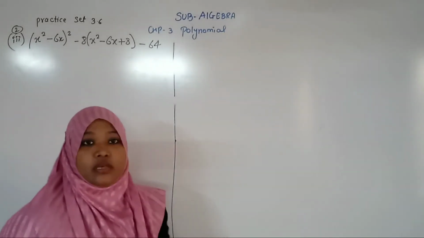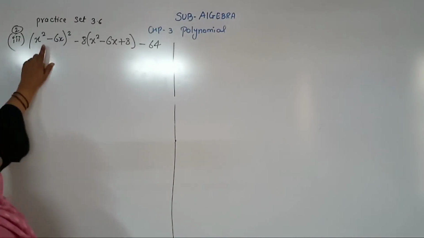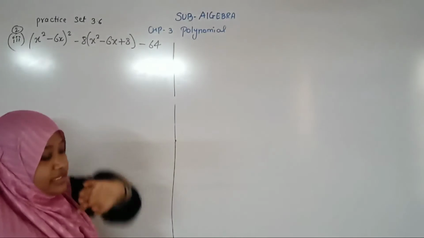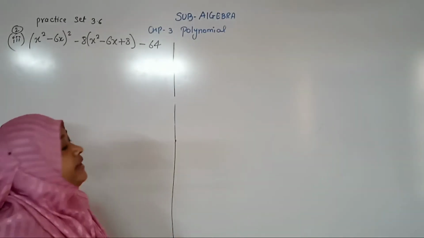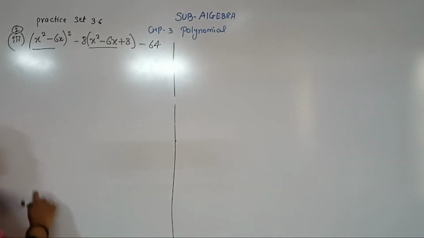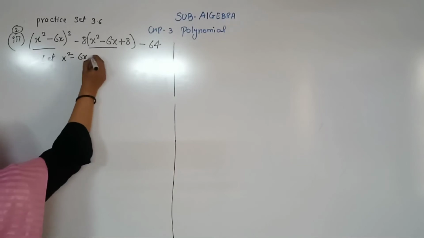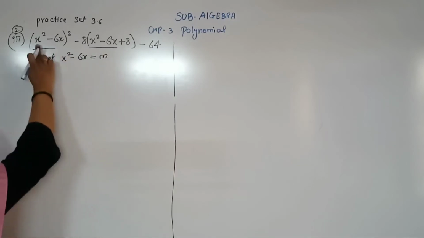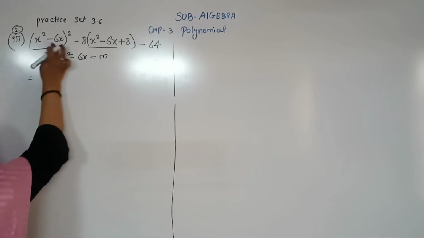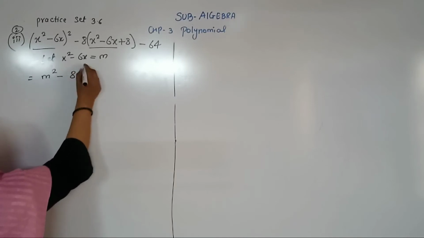Okay, students. We are starting the next question, number 3b. See, x square minus 6x plus 8, x square minus 6x plus 8 minus 64. Students, I can see that I have the common bracket here, right? So I will let x square minus 6x equal m. Wherever I have x square minus 6x, I will take m there. So x square minus 6x is the whole square.